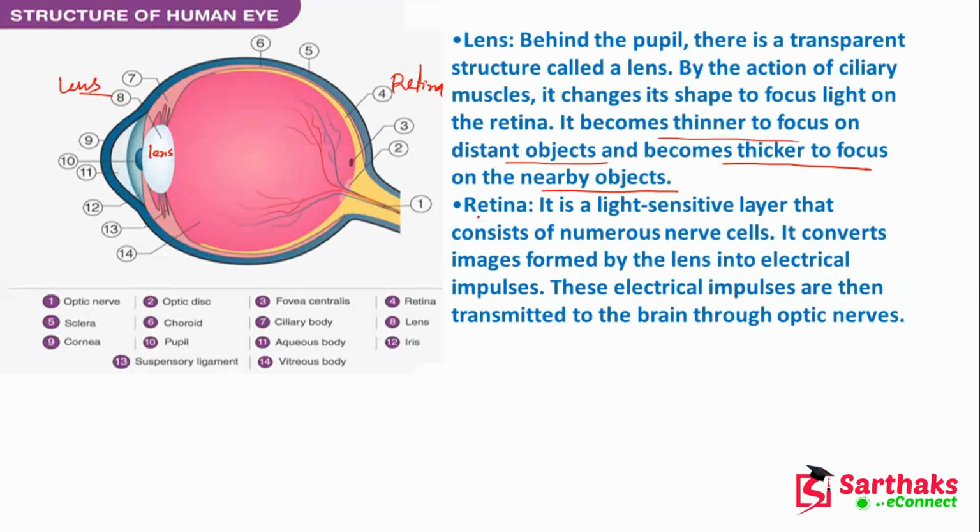Then we have the retina. It is a light sensitive layer and consists of numerous nerve cells. It converts the images formed by the lens into electrical signals. And this electrical signal will go through the optic nerve to the brain. And the brain perceives what the exact object is.